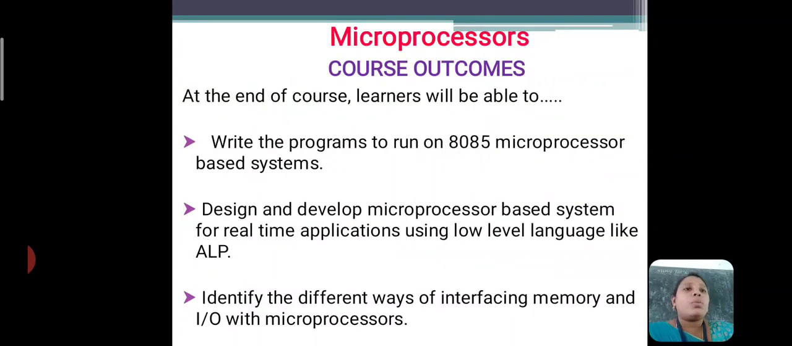Next, microprocessor course outcomes. At the end of the course, the learners will be able to write programs to run on 8085 microprocessor based systems, design and develop microprocessor based systems for real-time applications using a low-level language like ALP, assembly language program, and identify different ways of interfacing memory and input or output with the microprocessor. This is about the course outcomes.